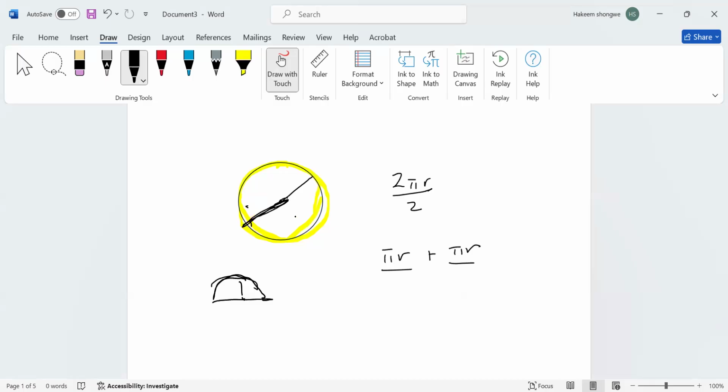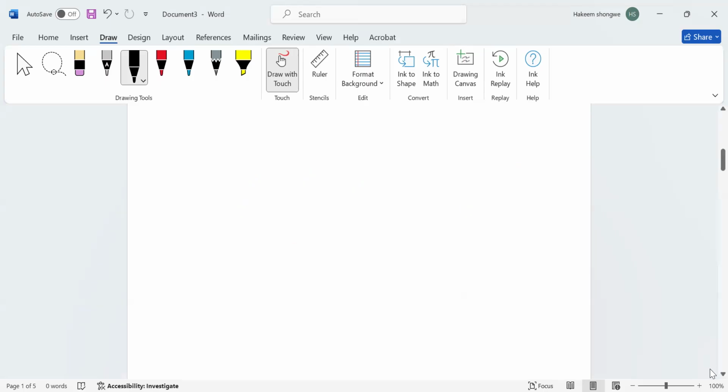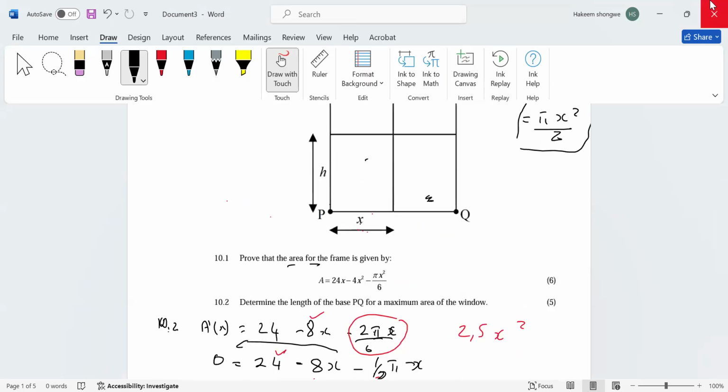Now, because the radius is equal to x, that's why we have pi x, not pi r. Do you understand? Okay, let's continue.